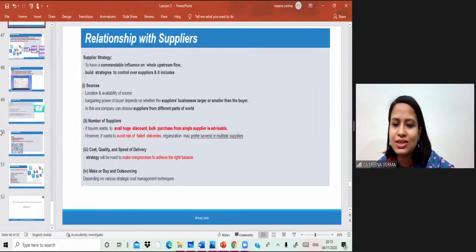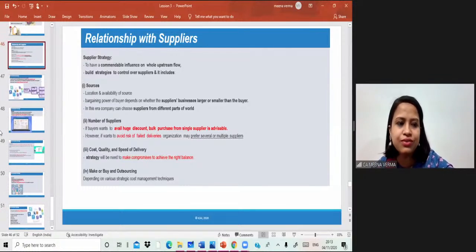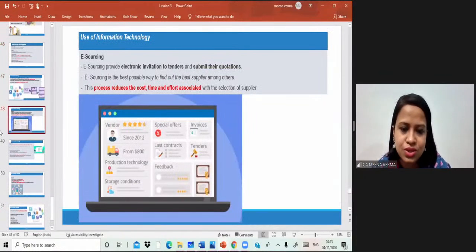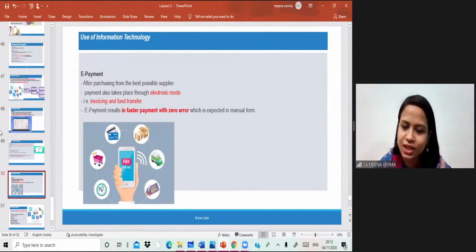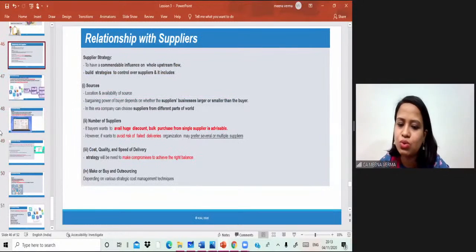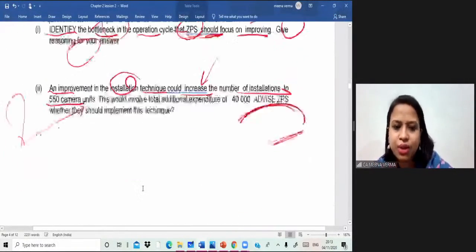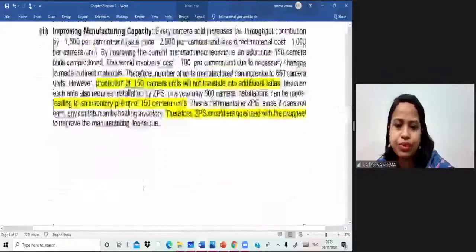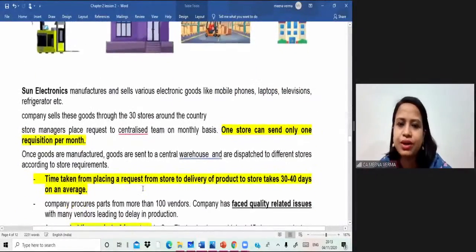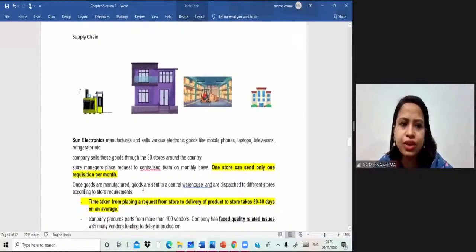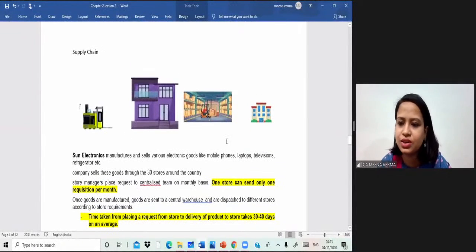And in today's session, what will we do? I will revise these topics again: e-sourcing, e-purchasing, e-payment. And we will do a numerical. Let me show you the numerical which we will do. In between you can find the numerical also. This is the numerical we have, and it is related to supply chain.